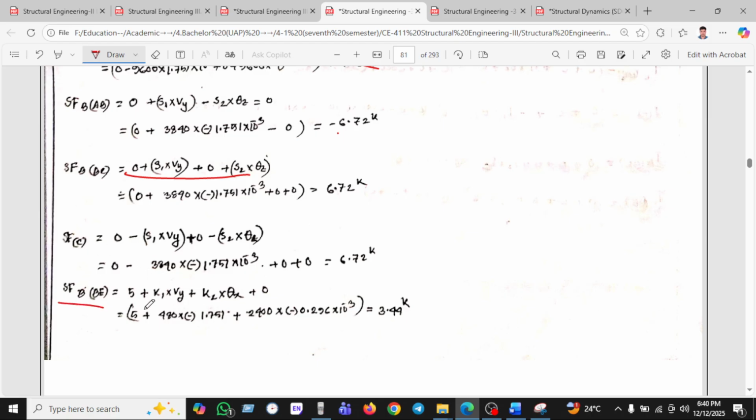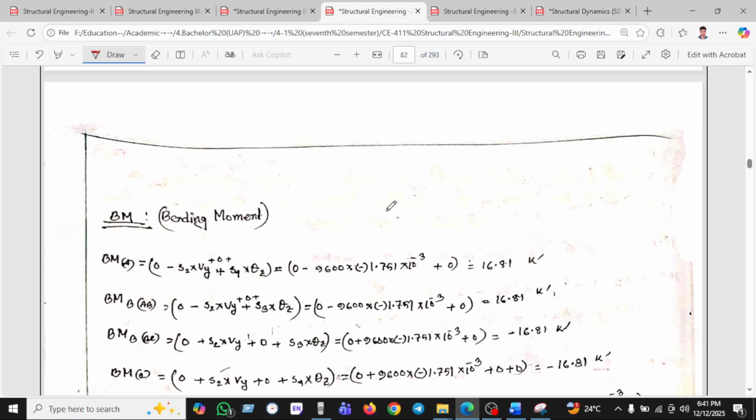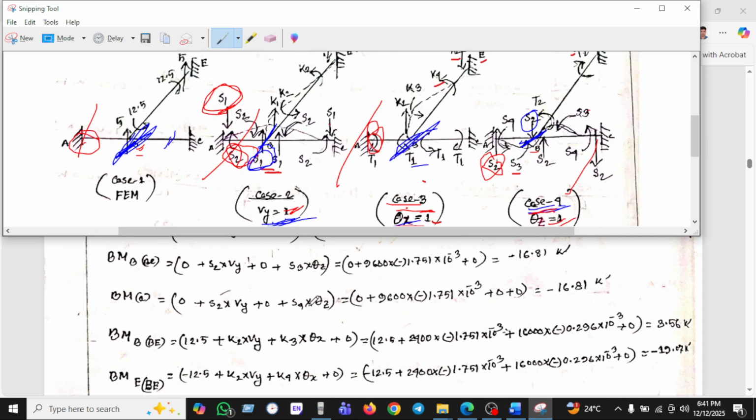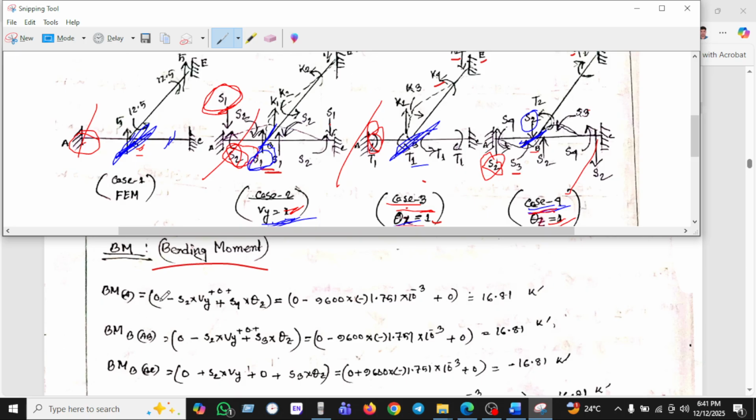And shear force at BE we have been finding here, and after putting all this data we find all these values here. Okay, now we calculate the bending moment. How do we calculate bending moment at point A? Okay, let's see the bending moment at point A.